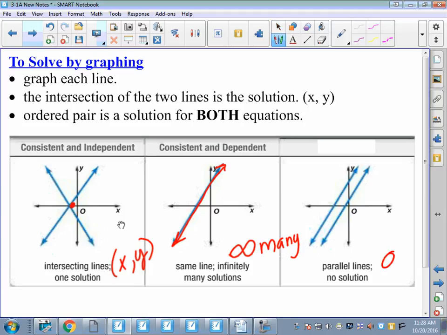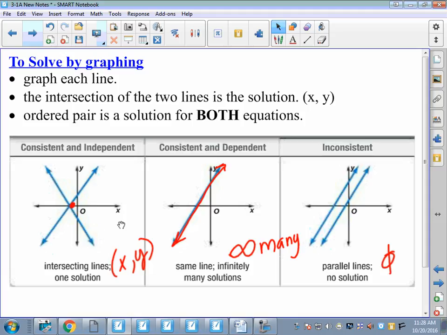Again, I don't want you to answer parallel. I want you to answer no solution. I want you to interpret what parallel lines means. Since there's no solution, then we describe the system as inconsistent. The other two systems had solutions, so they were consistent. This one doesn't have any common solutions, so it's inconsistent.